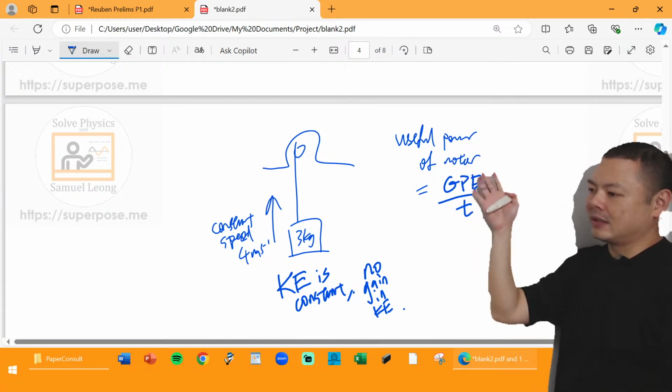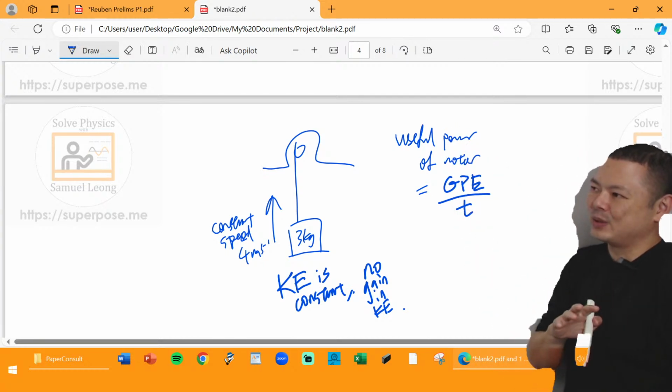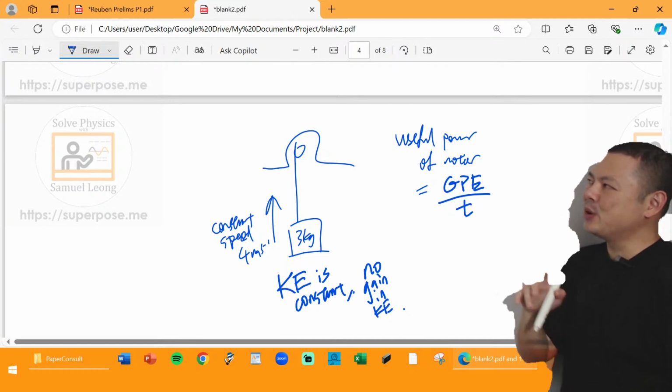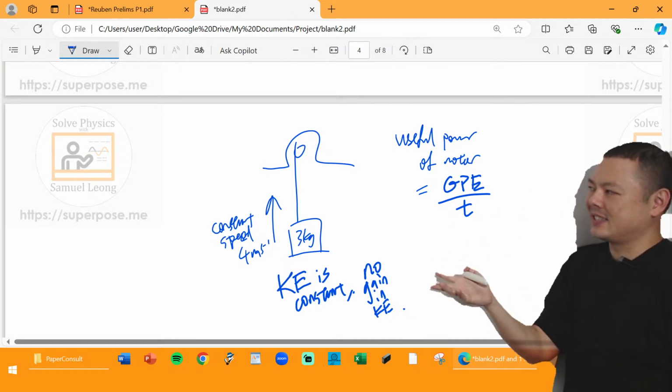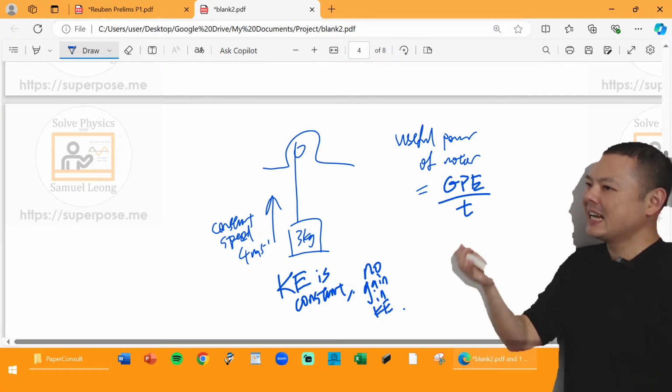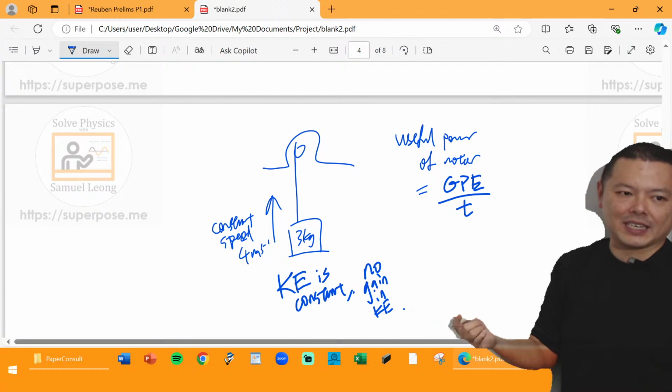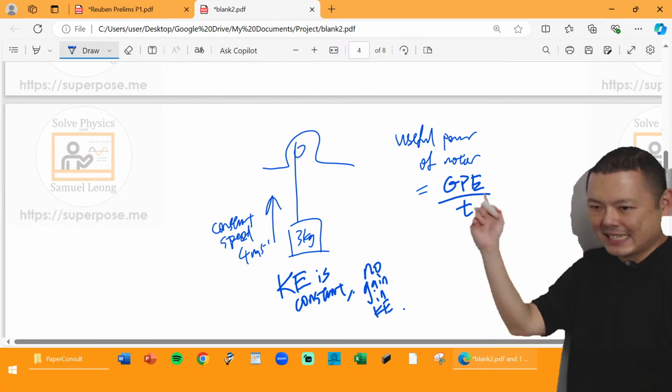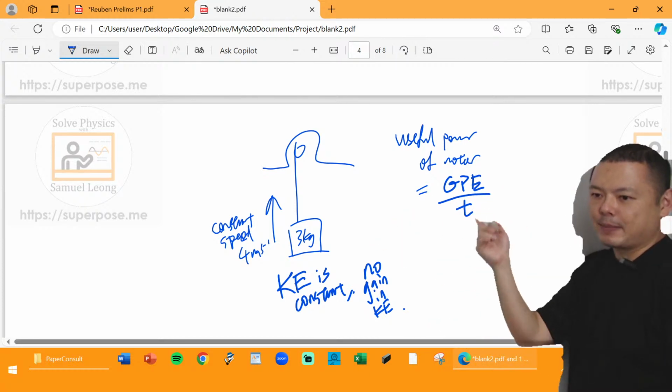In the other classes, some of the students were like, oh, I didn't know work done can be considered as GPE. Can. Work done is energy, energy is work done. Anything to do with energy is just work done. So the gain in GPE by this mass is the work done by the motor. Work done divided by time is the power.